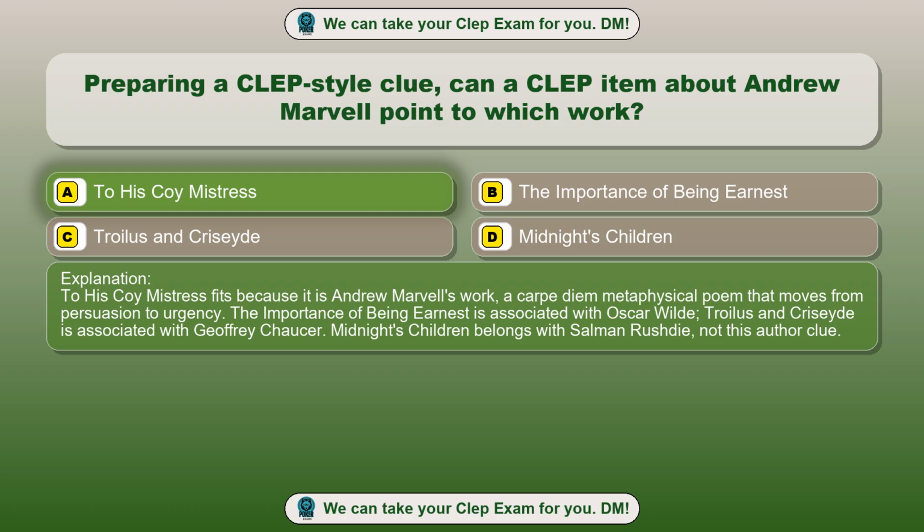The Importance of Being Earnest is associated with Oscar Wilde. Troilus and Cressida is associated with Geoffrey Chaucer. Midnight's Children belongs with Salman Rushdie, not this author clue.